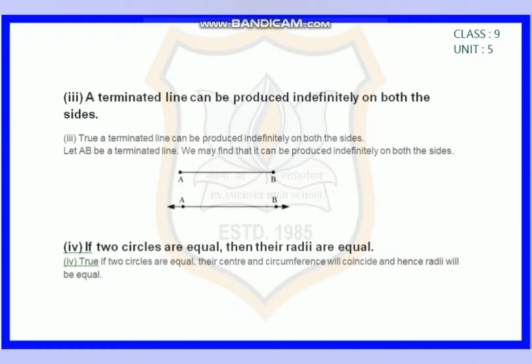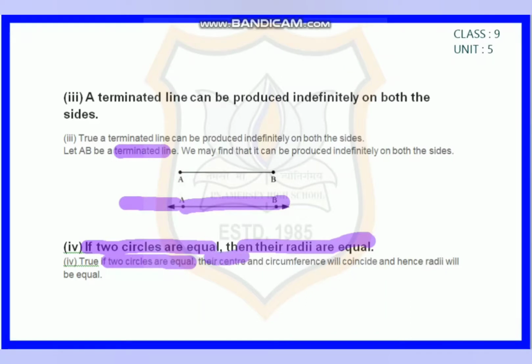Question 3. A terminated line can be produced infinitely on both sides. This statement is true. Why is it true? Here AB is a terminated line. This line can extend on both sides. Question number 4. If two circles are equal, then their radii are also equal. This statement is true because two circles are equal in their center and circumference, and they coincide. All things are equal. So we can say that their radii are equal.